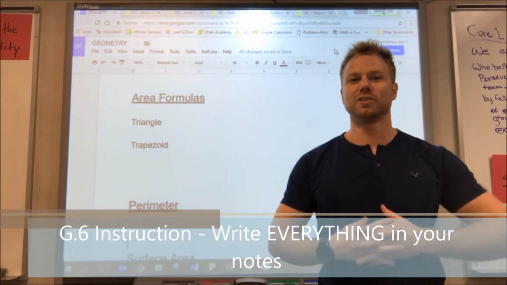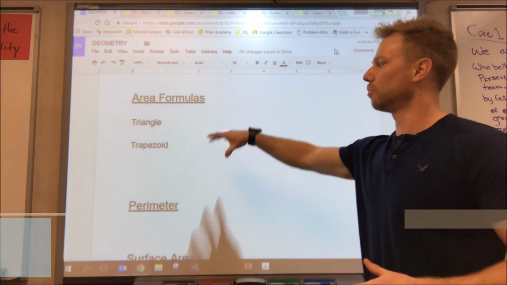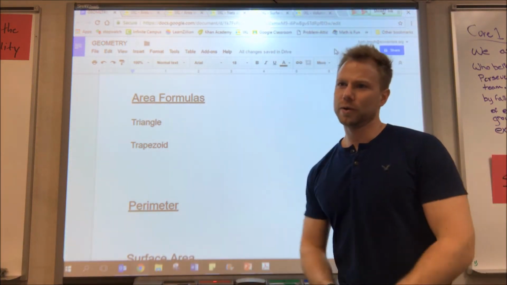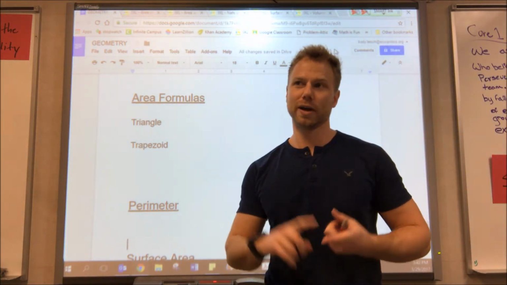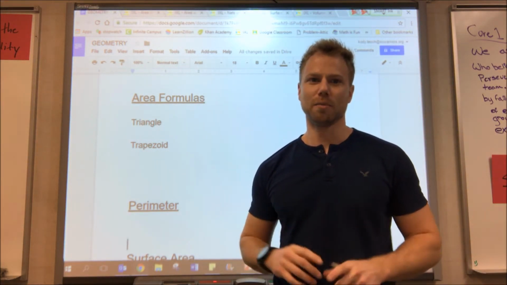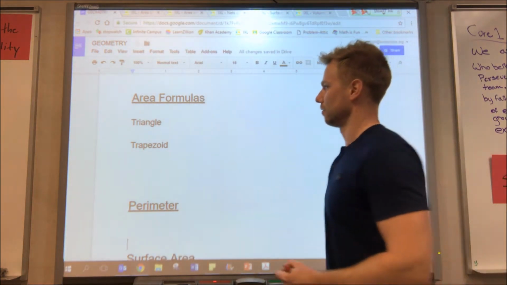We are working on G6, which is area, surface area, and volume. So a couple formulas that we need to remember. I'm going to assume that you remember how to find the area of a square, of a rectangle, more simple shapes like that. But we are going to review finding the area of a triangle.